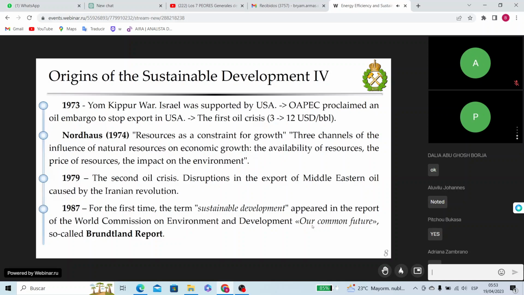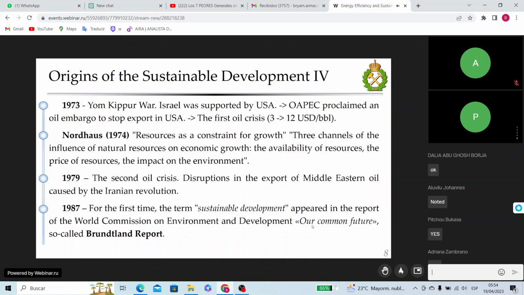After that, scientists became interested in exploring the influence of natural resources on economic development. And a year later, Nobel Prize winner William Nordhaus published a study in which he analyzed three key channels of the influence of natural resources on our society: availability, price, and environmental damage. We will return to this work a little closer to the end of the lecture and briefly discuss each channel.